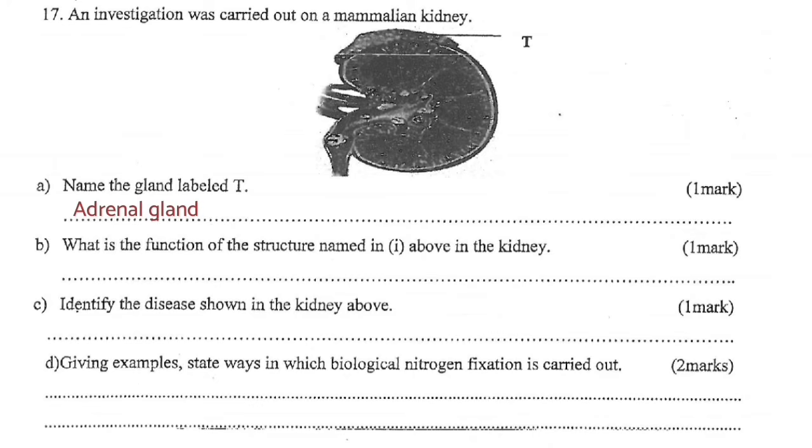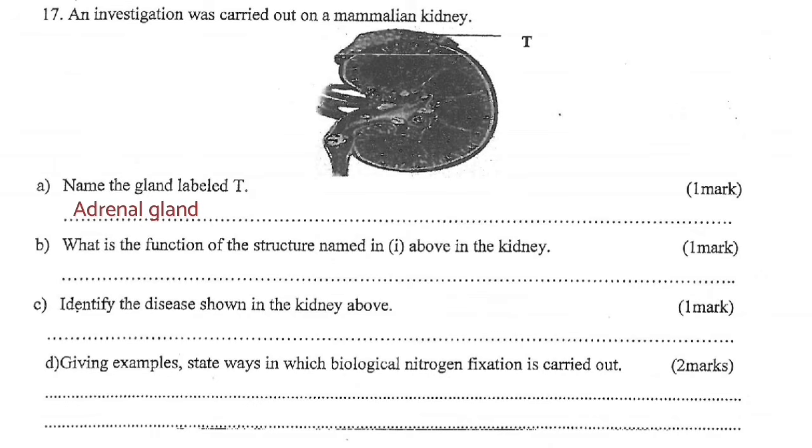Part B. What is the function of the structure named in Roman 1 above in the kidney? So we are talking about the role that the adrenal gland plays in the functioning of the kidney. So this is going to be tied to the aldosterone hormone. Now this is a hormone that is used for reabsorption of sodium ions in the kidney. Now, if a person, for example, has a low concentration of sodium ions, the adrenal gland would secrete more aldosterone that would increase reabsorption of sodium ions and causing an increase in the amount.